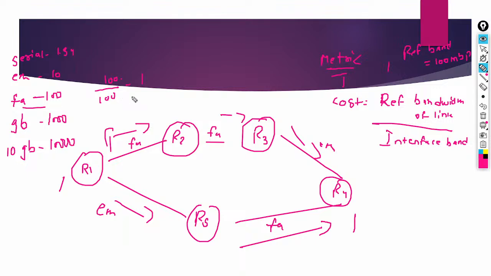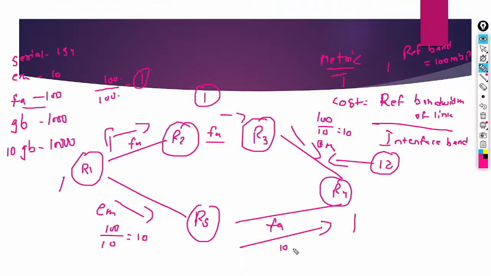So reference is 100, interface is 100, the cost becomes 1. Here also the cost becomes 1. Here the cost will become 100 by 10, that is 10. So the total cost on this path will be 10 plus 1 plus 1, that is 12. And similarly here it will be 100 by 10, that is 10, and 100 by 100, that is 1. It will become 11. So this has the lowest cost, so it will make this path the best path.